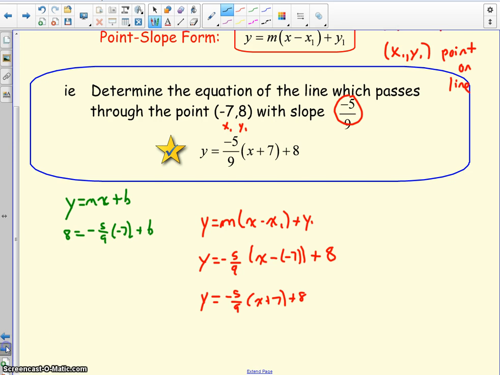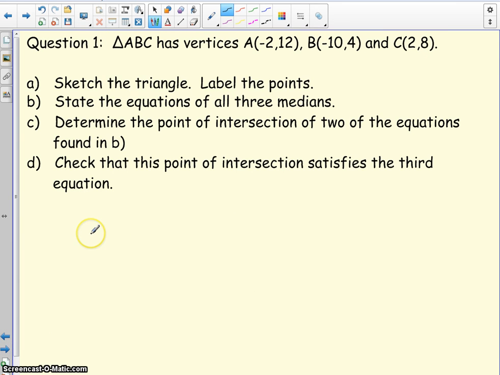Okay, so today we're going to look at a couple different questions. The first one I'm going to give you is that triangle ABC has vertices at these 3 points. I'll give you the coordinates for A, B, and C. I'm going to ask you to sketch the triangle and label the points. I want you to find the equations of all 3 medians, basically doing what you did at the end of last lesson.